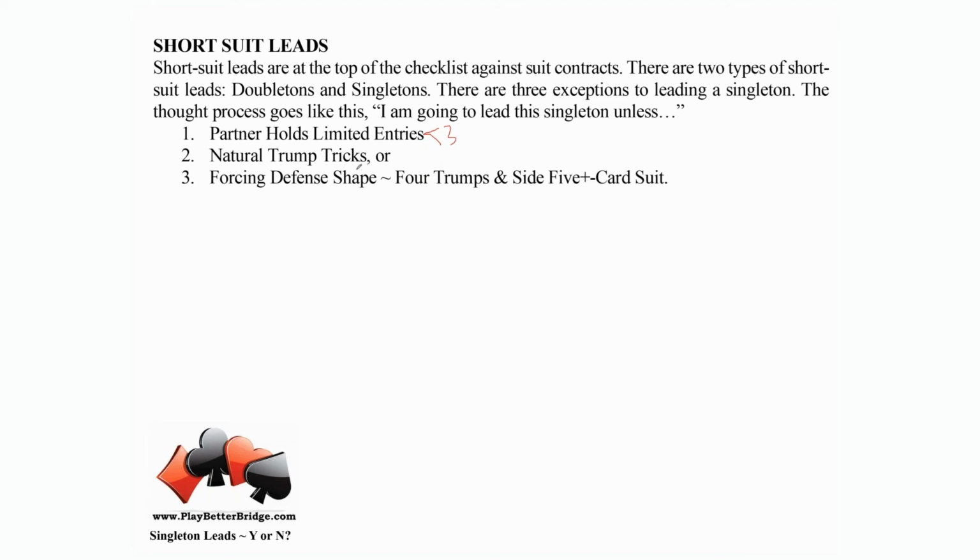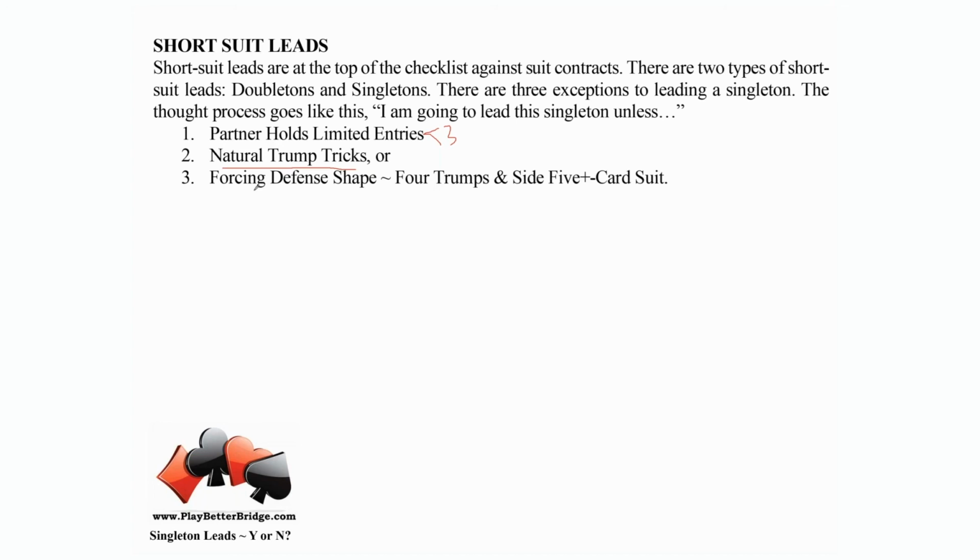Strategy-wise, it's better to use those natural trump tricks to pull the declarer's trump, to get 1 trump from declarer's hand and 1 trump from the dummy for one of your trump, right? Much better strategy than to lead a singleton and trump with a natural trump trick, right? So that's exception number 2.